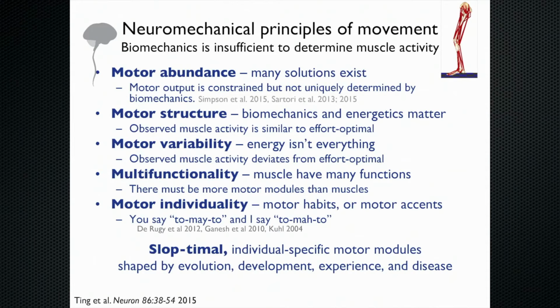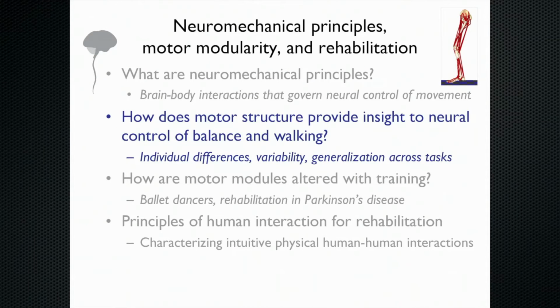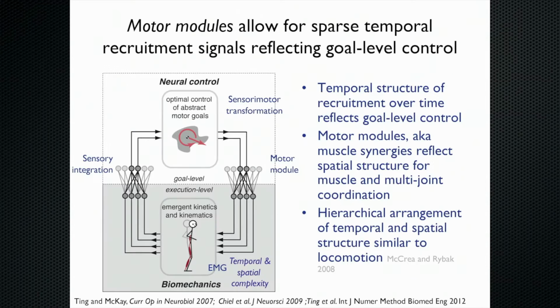So understanding that, how can we use that information to understand neural control of balance and walking? And I'm going to tell you how we can tease out individual differences and look at variability as well as generalization across tasks. So many of you may be familiar with this idea of motor modularity and the idea that we're not using all different random combinations of muscle activity, but very specific patterns of muscle activity that can be reused to produce specific muscle biomechanical outputs.